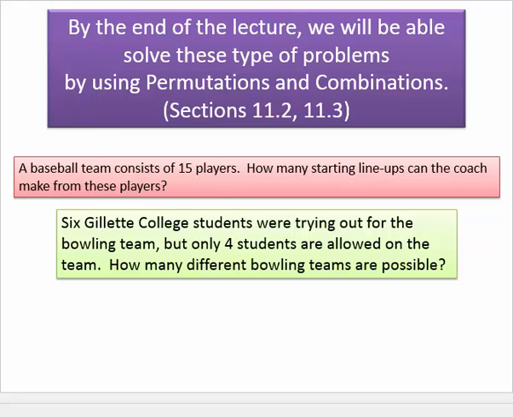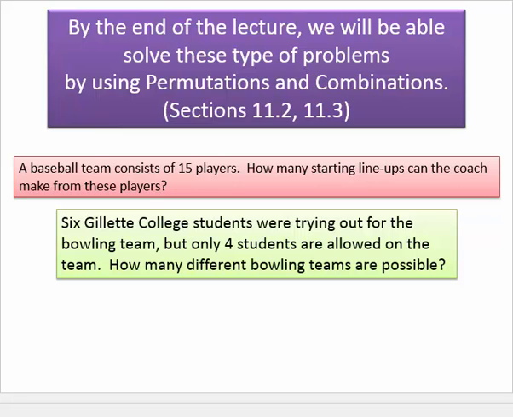Okay, let's start out this lecture by reading what it says in the pink or red box there. A baseball team consists of 15 players. How many starting lineups can the coach make from these players? Or look in the green box. 6 Gillette College students were trying out for the bowling team, but only 4 students are allowed on the team. How many different bowling teams are possible?